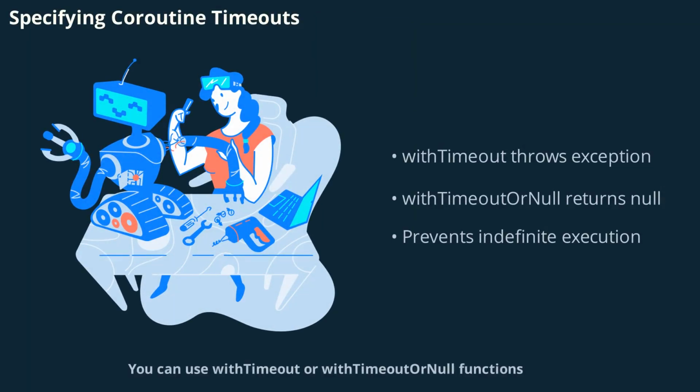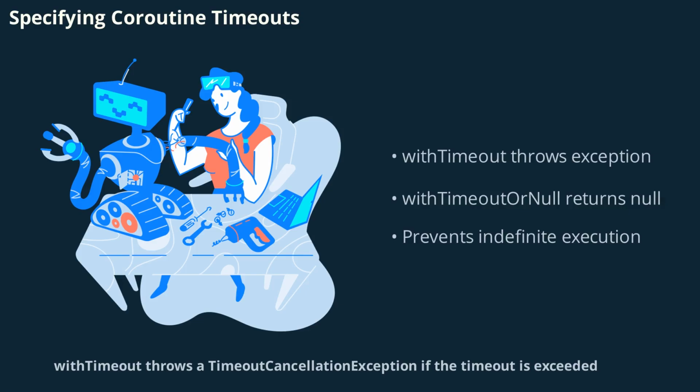You can use withTimeout or withTimeoutOrNull functions to specify a timeout for a coroutine. withTimeout throws a TimeoutCancellationException if the timeout is exceeded, while withTimeoutOrNull returns null instead of throwing an exception. This prevents coroutines from running indefinitely.